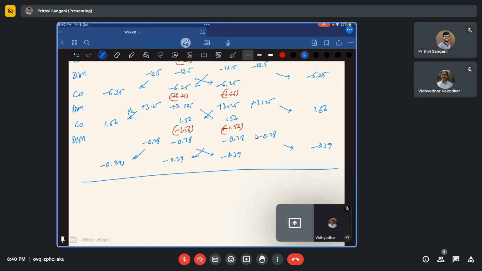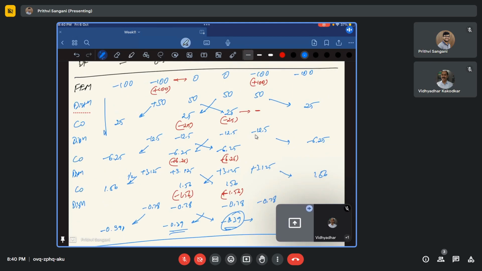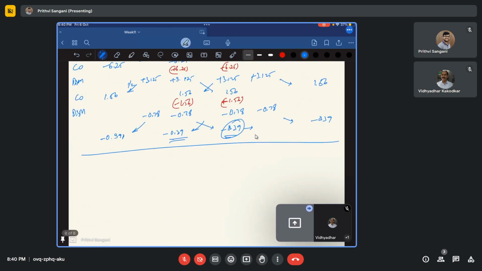So let me stop at this step. We started with 100, and the net movement here is minus 0.39. Once you add all the steps, you'll get your final movements. So the final movements are going to be minus 80, and this is minus 60.